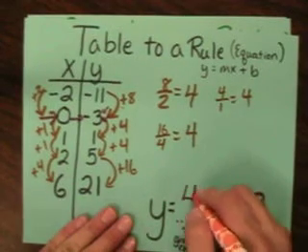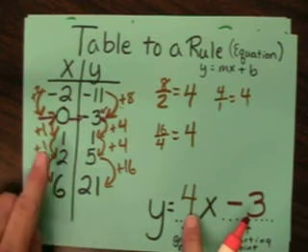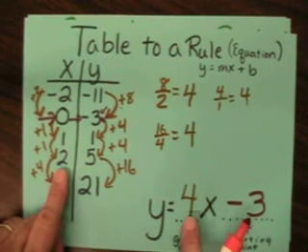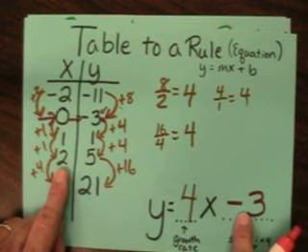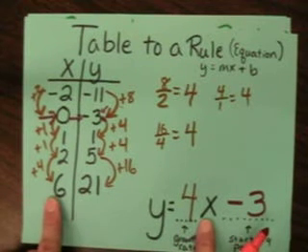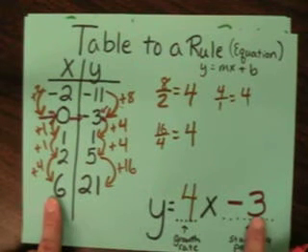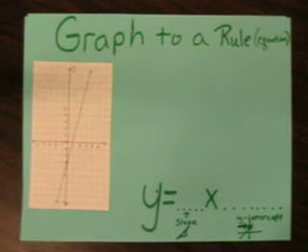So the rate here is 4x minus 3. I could check this by plugging values in. I'm just going to pick one right here, 2. 4 times 2 is 8. Minus 3 should equal the y, which is 5. So it is. 4 times 6 is 24. Minus 3 is 21. So we've written a rule for that, and the rule is y equals 4x minus 3.